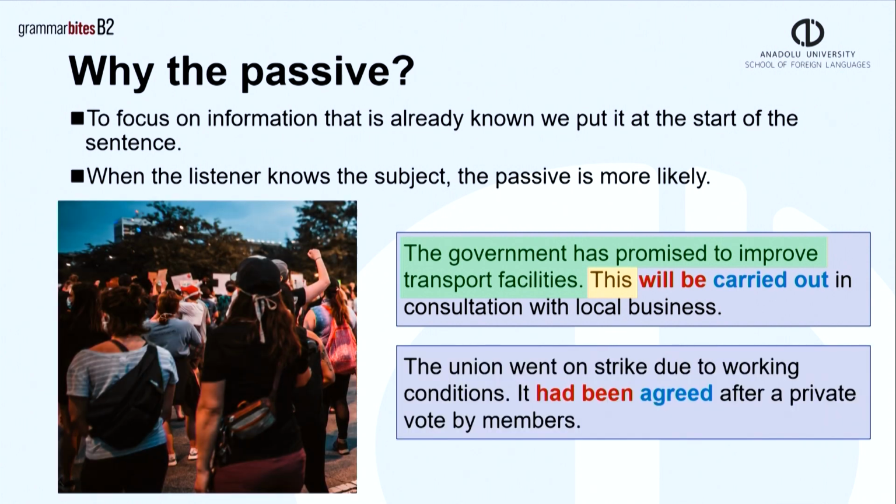The union went on strike due to working conditions. It had been agreed after a private vote by members. Again, here, it in the second sentence refers back to the first sentence, so passive is common to avoid repeating information.